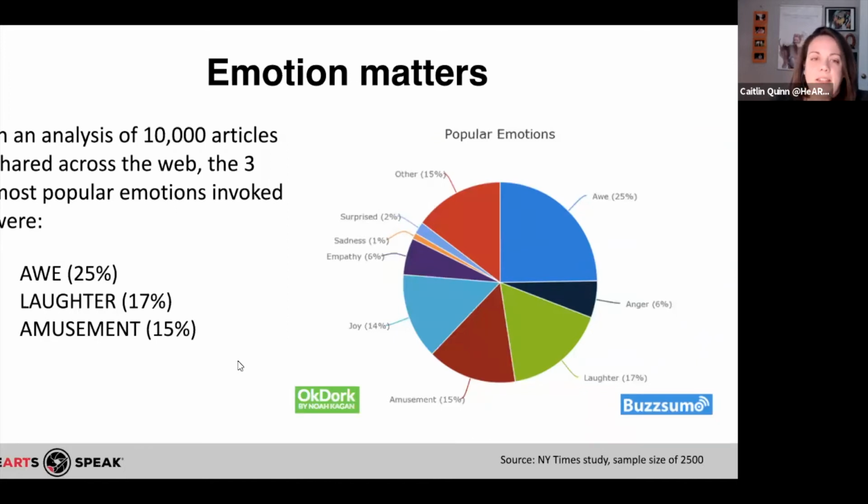So this was an analysis of 10,000 articles that were shared across the web. And what they were looking for was, why is it that someone would share an article? What are the emotions chosen and associated with that article that made someone say, hey, I want someone else to see this? And awe, laughter, and amusement comprised the majority of reasons that people were sharing an article. Sadness and anger were a very, very small percentage in comparison.